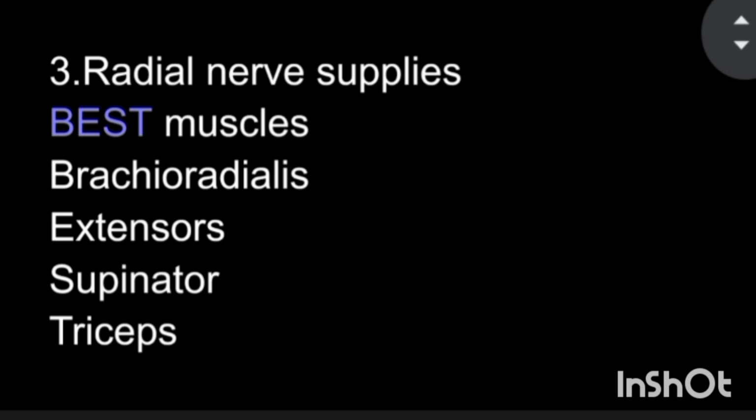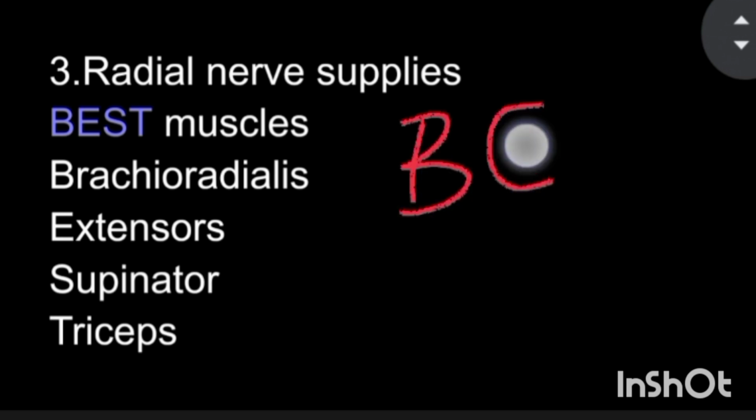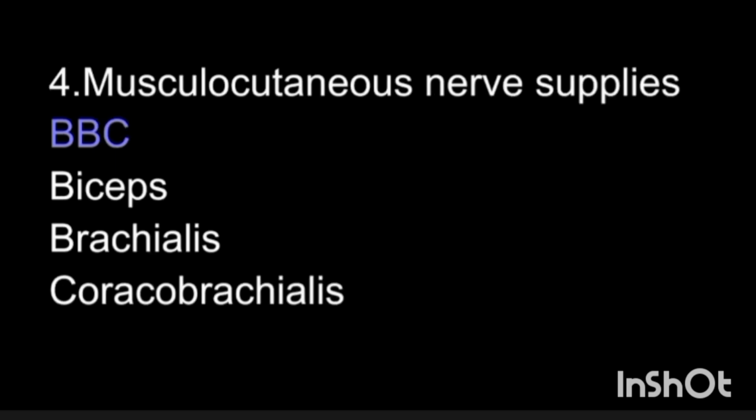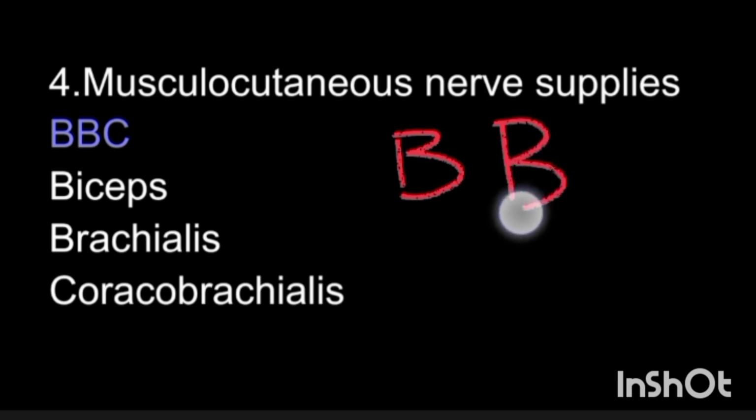Here the mnemonic is BEST. B for brachioradialis, E for extensor group of muscles, S for supinator, and T for triceps. Musculocutaneous nerve supplies BBC. B for biceps, B for brachialis, and C for coracobrachialis.